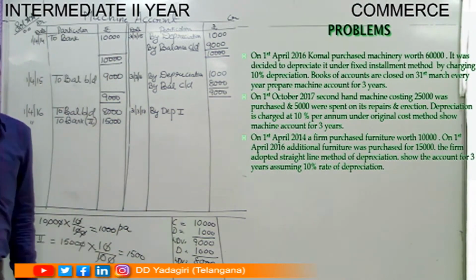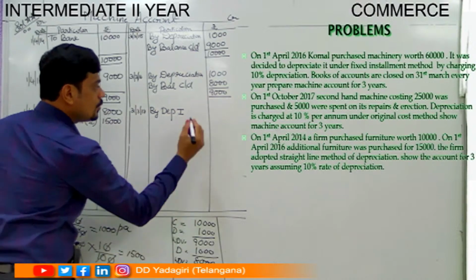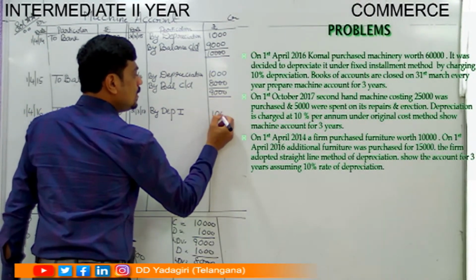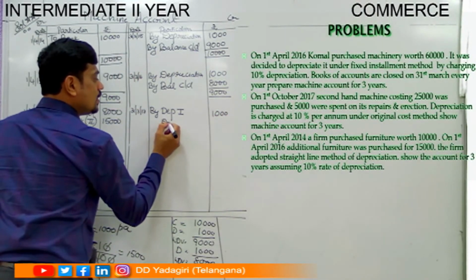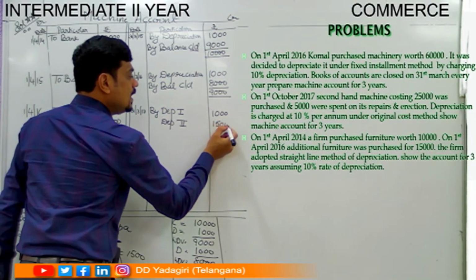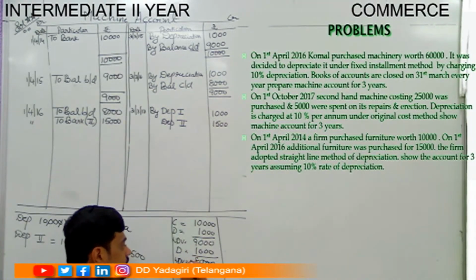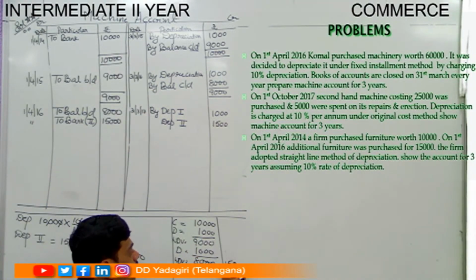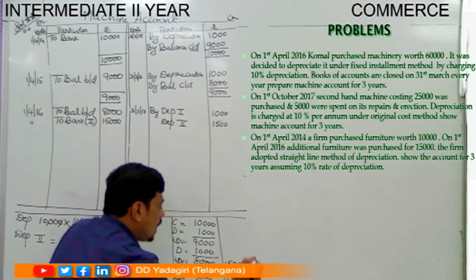Depreciation on machine 1. How much is it? 1,000. Then depreciation on machine 2. How much? 1,500. So opposite to 8,000 I'm writing 15,000, because this is the new machine. Depreciation here is 1,000, here 1,500. Better to show them separately: 9,000 and here 13,500. This is the written down value.